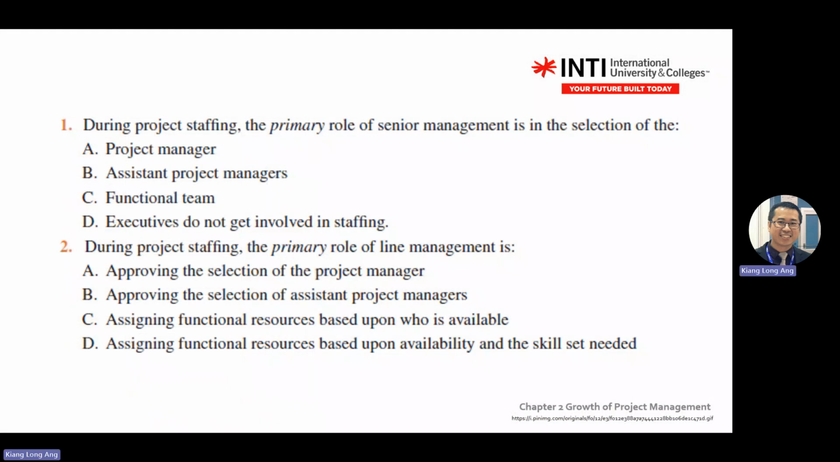Okay, I think this is the last part. So let's do maybe 10 questions, then we call it a day. So during project staffing, the primary role of senior management, which means GM, is what? Project executive. No, this one. Okay, this one, number one, I need to check. I think the answer is not this one. I think it's project management.